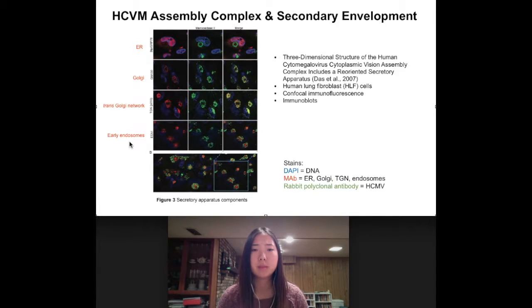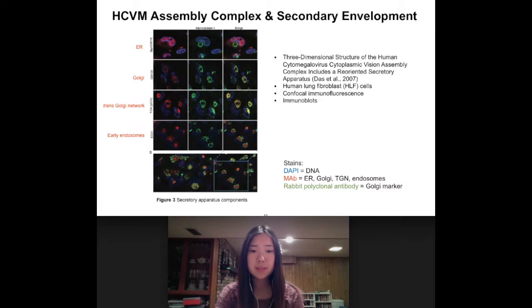So specifically here, I decided to look at figure 3 because it's a good example of immunofluorescence. And so we're looking at 3 different types of stains that they used here. They used a blue DAPI stain to track DNA, and they used a red MAB stain to look at the ER, the Golgi, the trans-Golgi network, and early endosomes. And then a green rabbit polyclonal antibody was used as a Golgi marker.